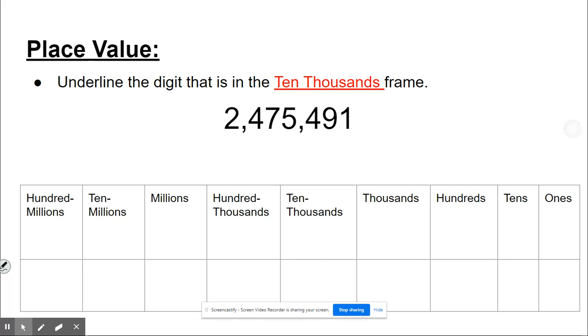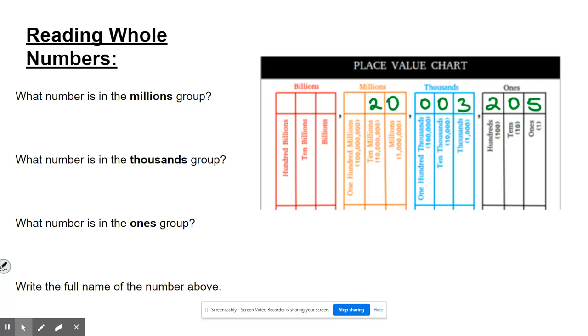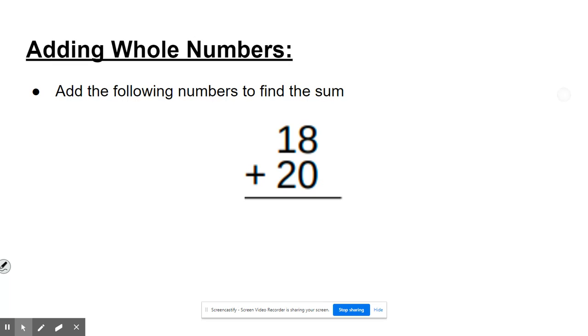We will move on here. I believe Miss Fosberg reviewed that in her video. Same with rounding whole numbers. So we will do adding whole numbers then.